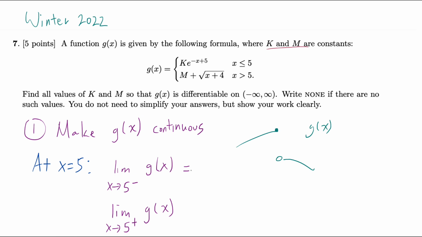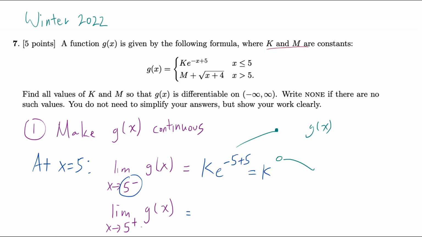So let's start by looking at the first one. Here we're approaching from the left, so you're looking at this equation because x is less than 5, and x is becoming closer and closer to 5 from the left. So when x is 4.9, 4.99, 4.999, well, the thing inside the exponent here, this negative x, or really this x here, is becoming closer and closer to 5. So we really approach k times e to the negative 5 plus 5, and e to the 0 power is 1. So we get k from the left.